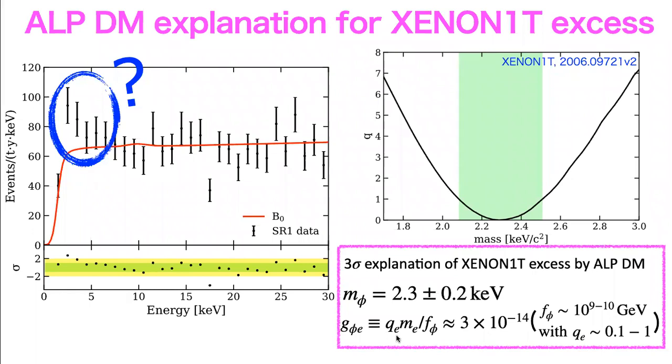Here, this q_e is the Peccei-Quinn charge of the electron, m_e the mass of the electron, and f_a is the decay constant of the ALP. For example, when the q_e is around 0.1 to 1, the decay constant is favored to be around 10⁹ to 10¹⁰ GeV.